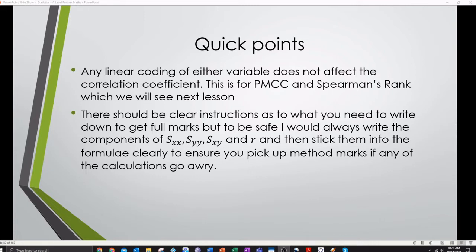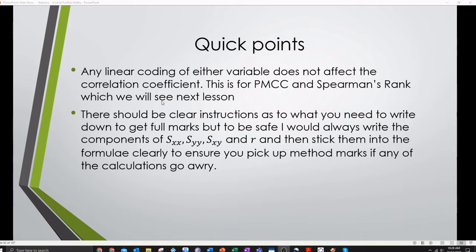To be safe, you should write down at least SXX, SYY, SXY, and R in your questions. So you can find R straight from your calculator if you've got the raw data, but to be sure you're getting all the marks, write down at least SXX, SYY, and SXY, as well as R. So that means you can pick up your method marks if you do any of the calculations wrong.